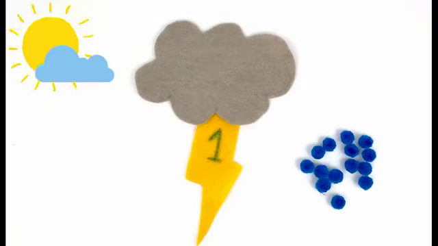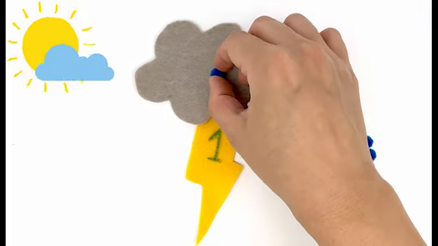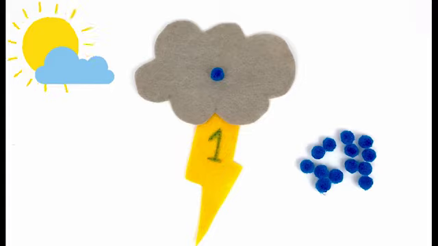What number do you see on this yellow thunder? Number 1. So let's put one raindrop on the cloud. 1.